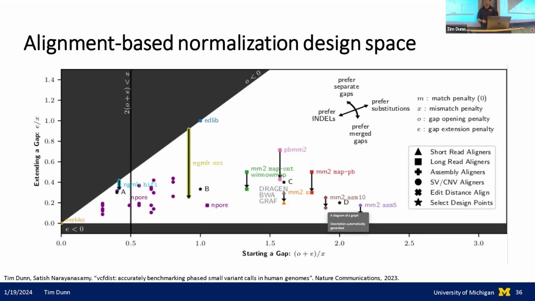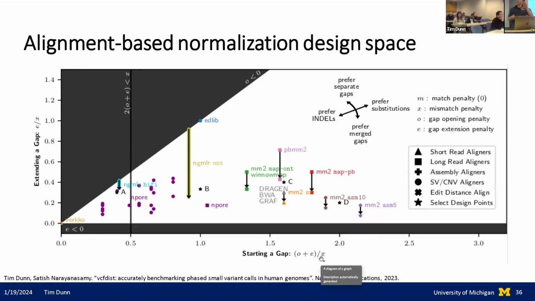I assume this mismatch penalty is just dependent on O and E, right? So that's why it's here. Yeah. Everything is plotted relative to the substitution penalty. Once you normalize everything so that the match penalty is 0, and then you divide by the substitution penalty, you've constrained it to a 2D space, where you can then exploit the different parameters.